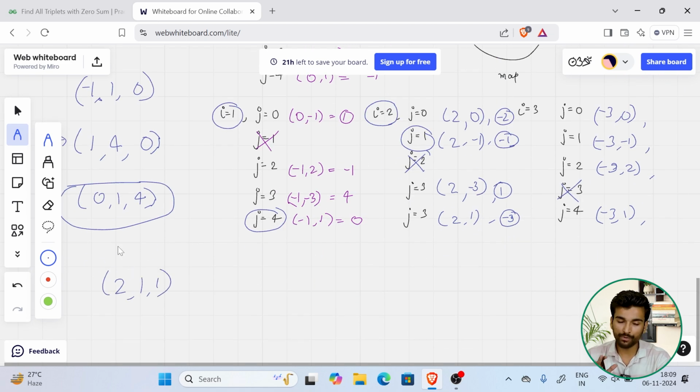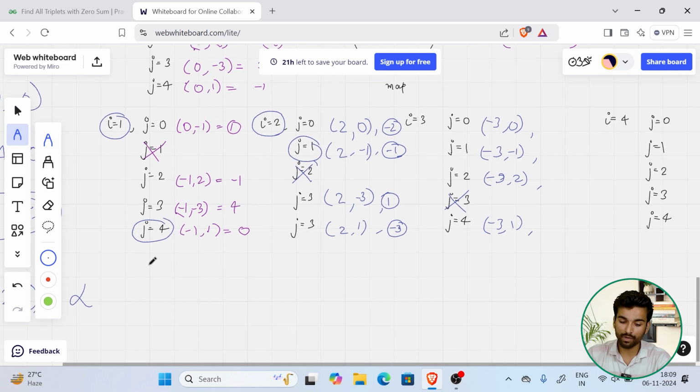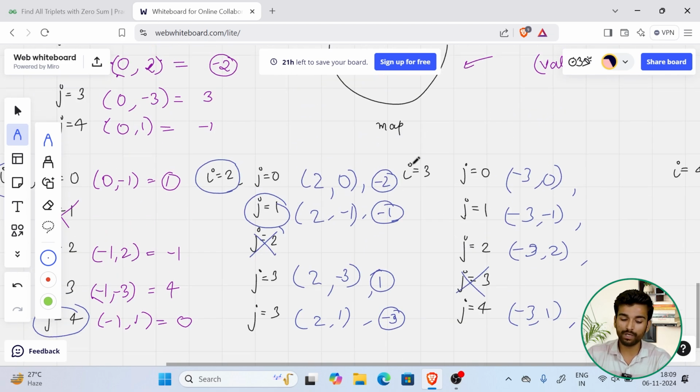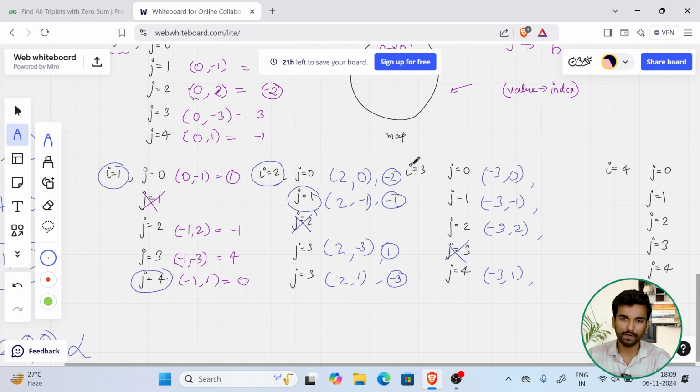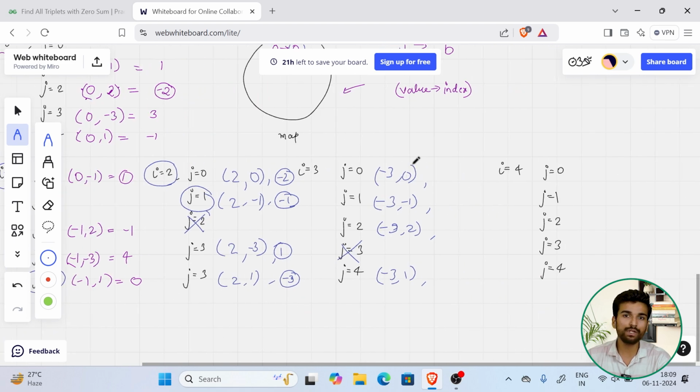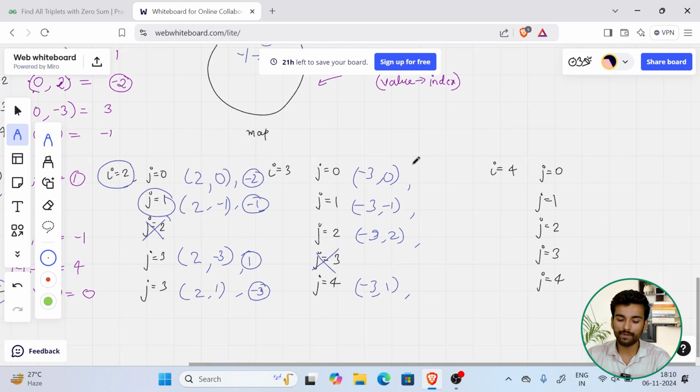Here you have to note one thing: the two indices are coming out to be equal, that is 1 and 1, but the value that is present on index 1 we are only going to use one time. So that's why this is not a valid triplet. Why is this not a valid triplet? Because 1 is getting duplicated, right? So we will move to the next iteration of I.